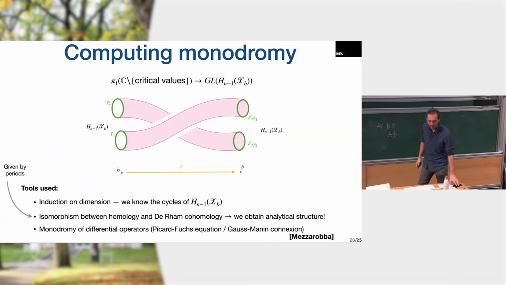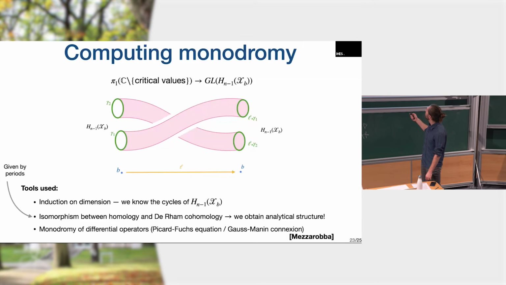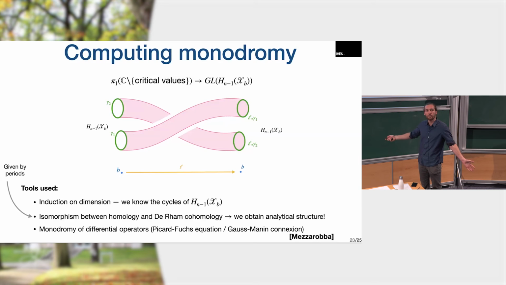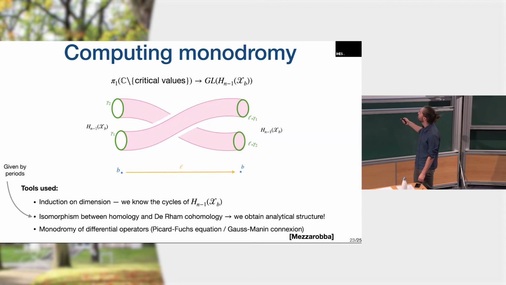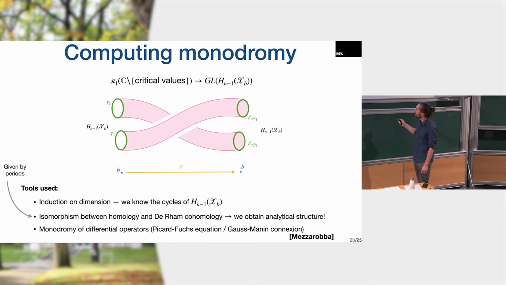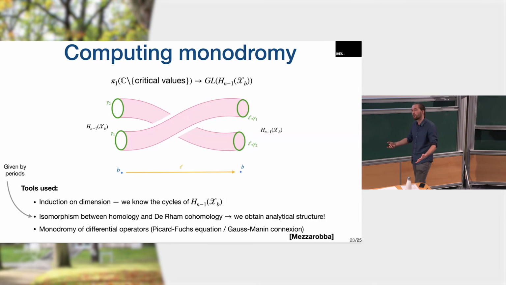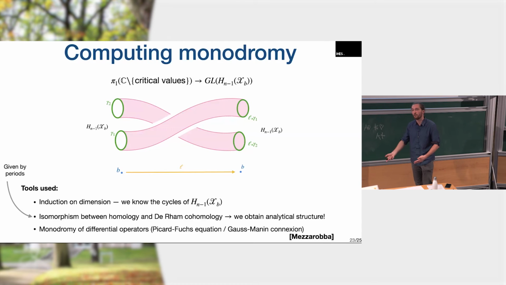Okay, and finally, the last technical thing I wanted to mention is how you compute the monodromy. The way you do this is you assume you know everything about the fiber, which by induction you can. You assume that you know how to compute the cycles and the periods of your fiber. And the periods, as I've mentioned, give you this isomorphism between the homology and the algebraic de Rham cohomology.